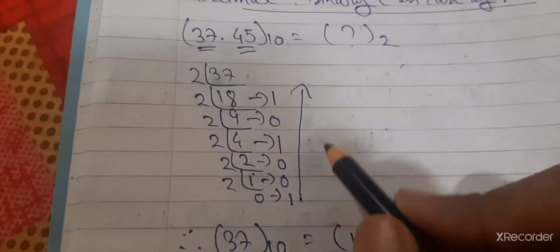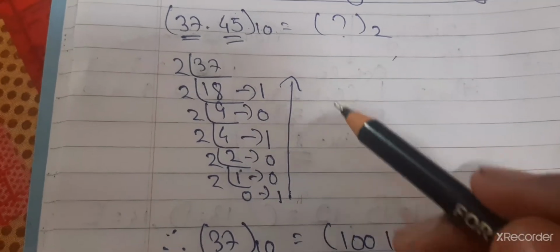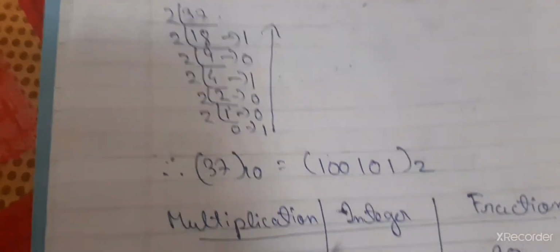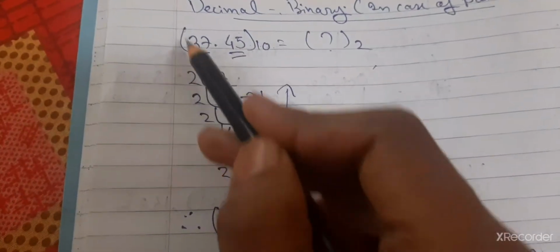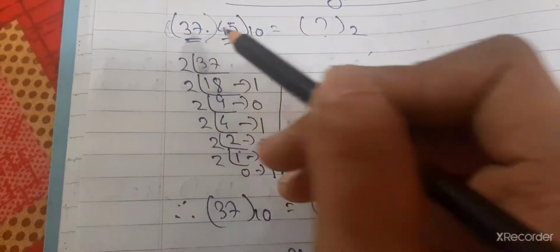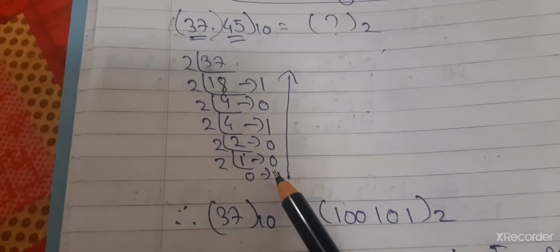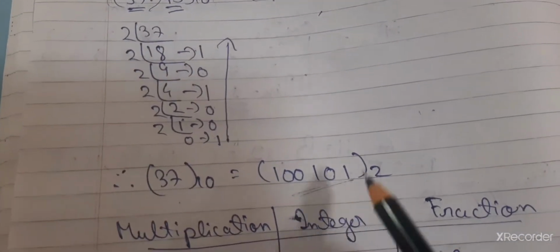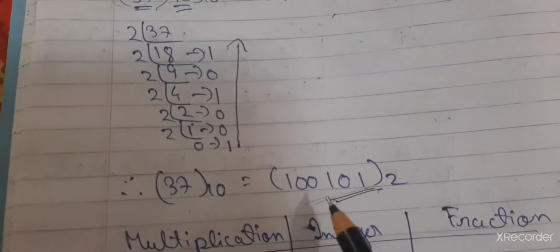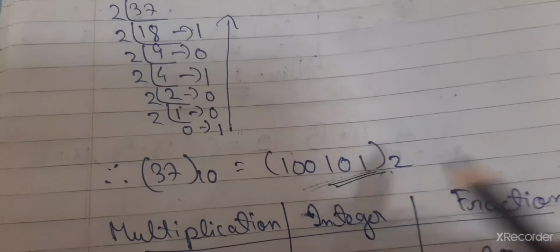Okay. As we have learned earlier, we'll follow the bottom up approach. So 37 base 10, as we have done individually, first only 37 base 10 will give us 1, 0, 0, 1, 0, 1, as we have got, 100101 base 2.